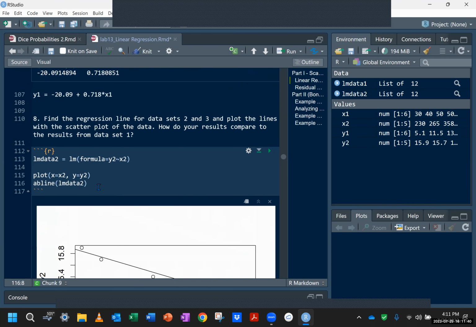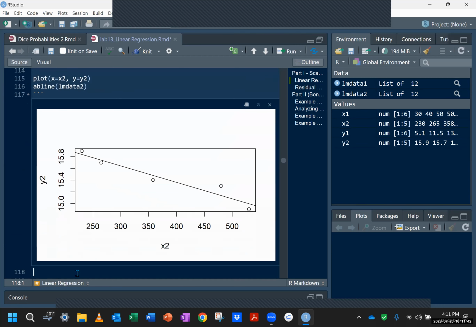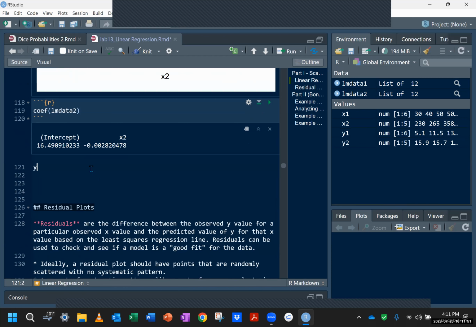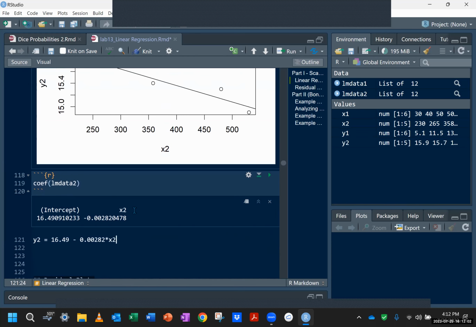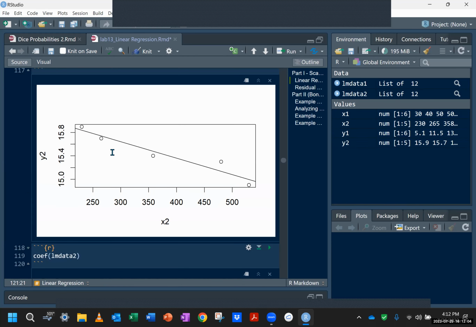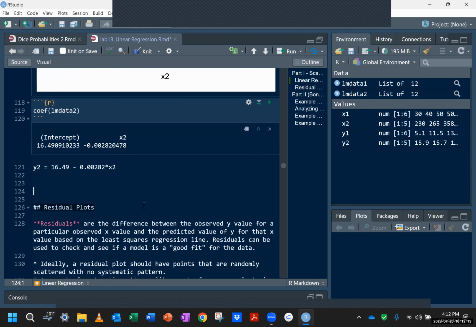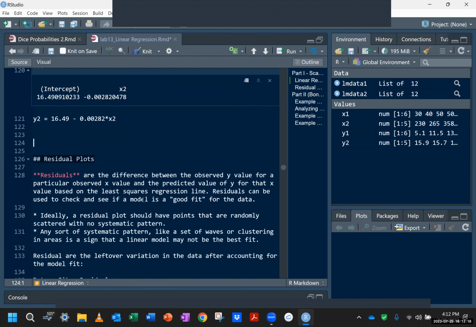And then let's find the actual equation itself. So for that, we'd say coefficients of linear model data 2. And that tells us, hey, I got an equation for y2 is 16.49 minus 0.002 x2. So it's a small number, small slope, but it still fits the data pretty well. So you can do that for data set 3 now. And when you're done with that, take a break, pause the video to do that. When you're done, we'll go on to residuals.